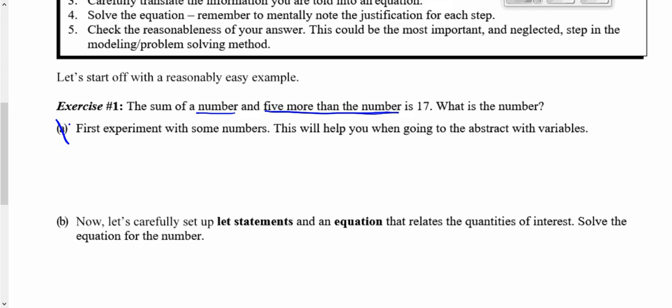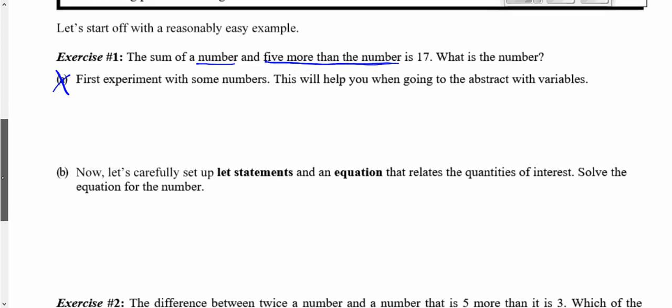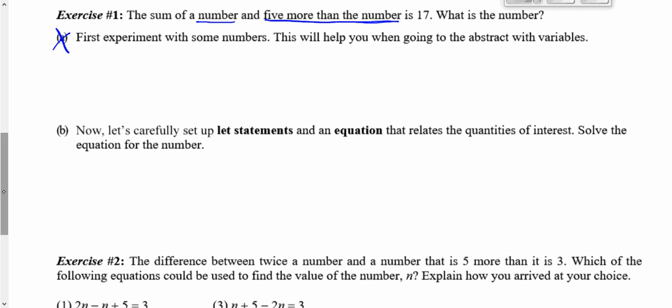Part A, first experiment. No, we're not going to waste our time. We're just going to set this up, okay? So we need a variable for the number. What do you want to use? N? So, I mean, this is a really simple case, but when they get more complex, you definitely want a let statement, especially if you have more than one variable, right? So let's just say let N equal the number.